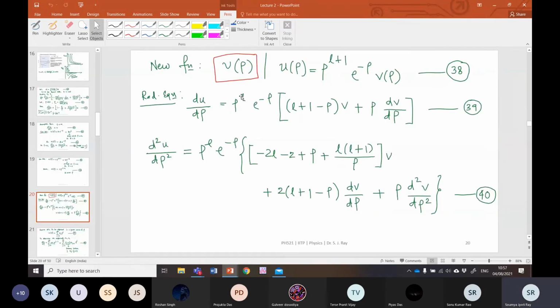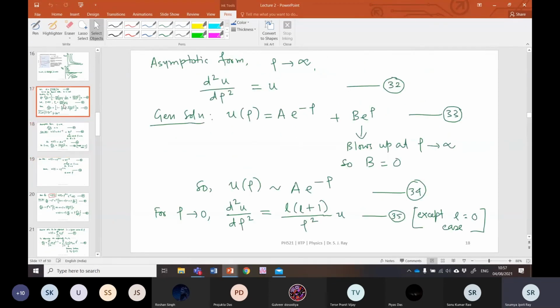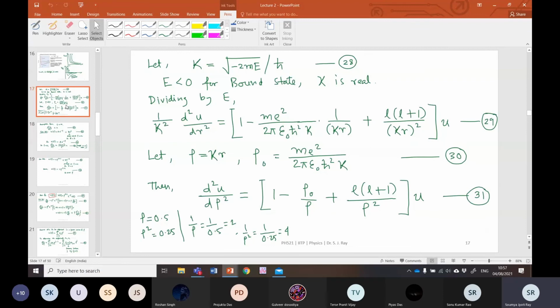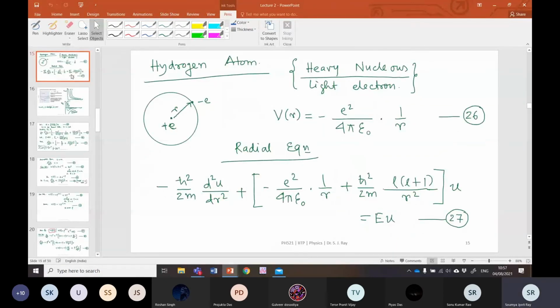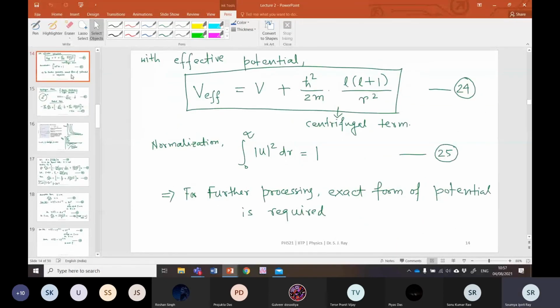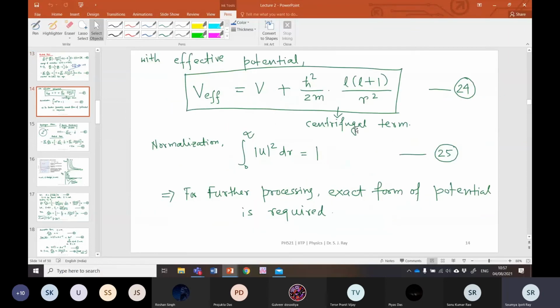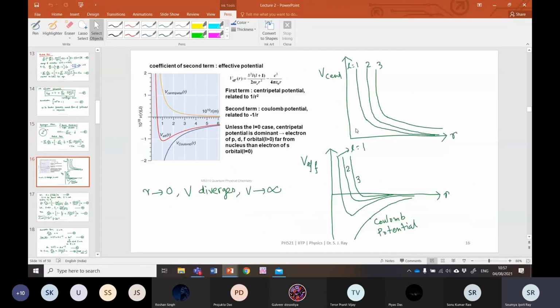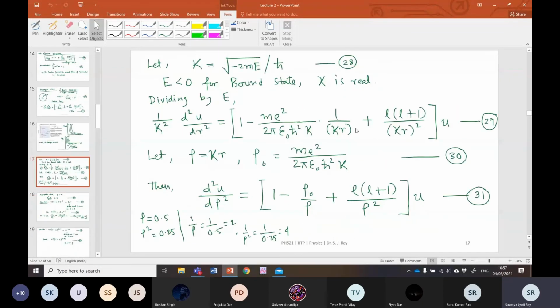The first thing we did is a change of variable, that u of r will be r times small r times capital R. From there we arrived at this equation, d2u d rho square, where n is basically this. We have not taken any assumptions so far. So this is the expression we ended up with, equation 31.